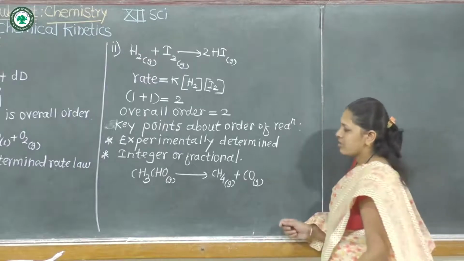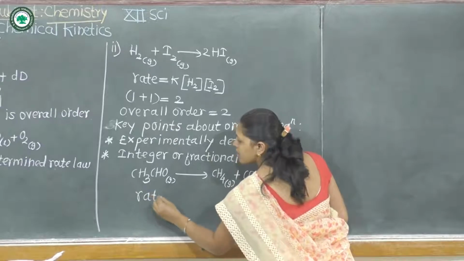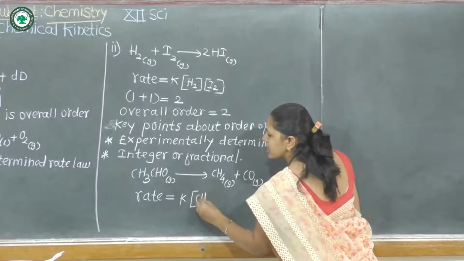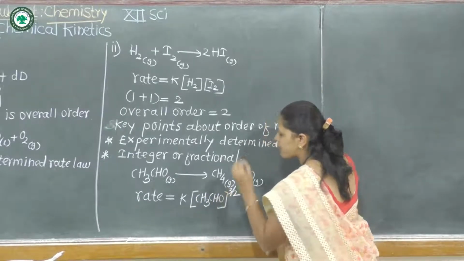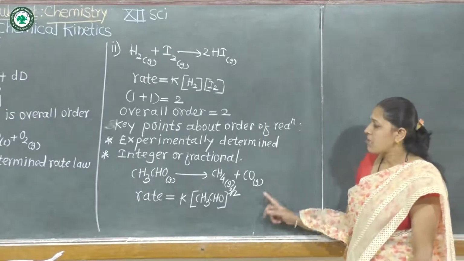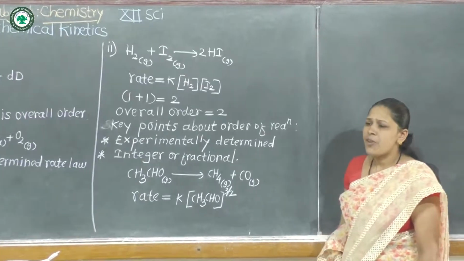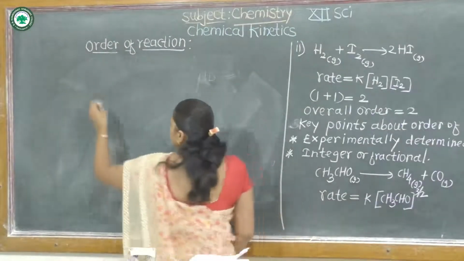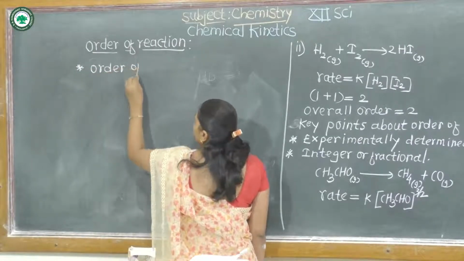For this reaction, the experimentally determined rate law is found to be rate is equal to rate constant multiplied by concentration of acetaldehyde raised to power 3 by 2. That means order of reaction may be fractional. Next key point, order of reaction may be 0 also.